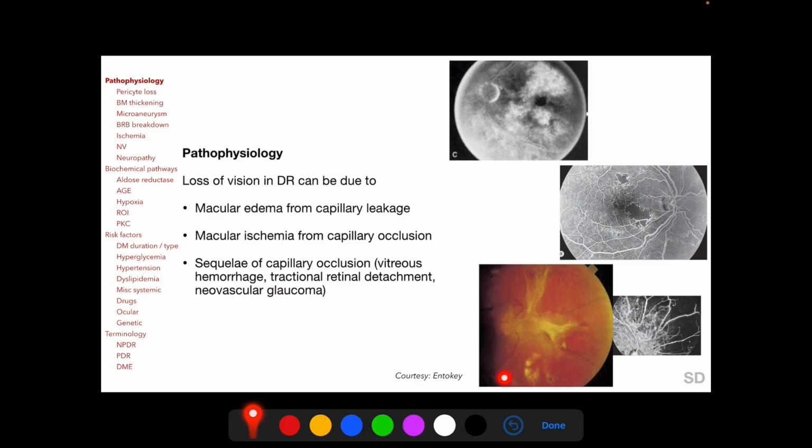This color photograph shows a patient with tractional retinal detachment nasal to the optic disc, and this may occur temporal to the optic disc also, involving the macula. And neovascularization with its sequelae is caused primarily by extensive peripheral retinal ischemia, as seen here in this angiogram. These three primary causes of loss of vision in diabetic retinopathy are very important to remember.